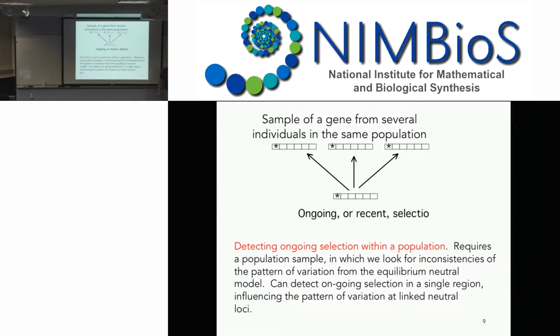One of the tests, LD, might give me a signal. So I detect ongoing or very recent selection. This requires a population sample. Look for inconsistencies of the variation with respect to the neutral equilibrium model. Again, the inconsistencies could arise because the equilibrium assumption fails. I can detect ongoing selection in a single region because it influences the pattern of variation at linked sites. So a single recent event I can detect with a polymorphic sample.